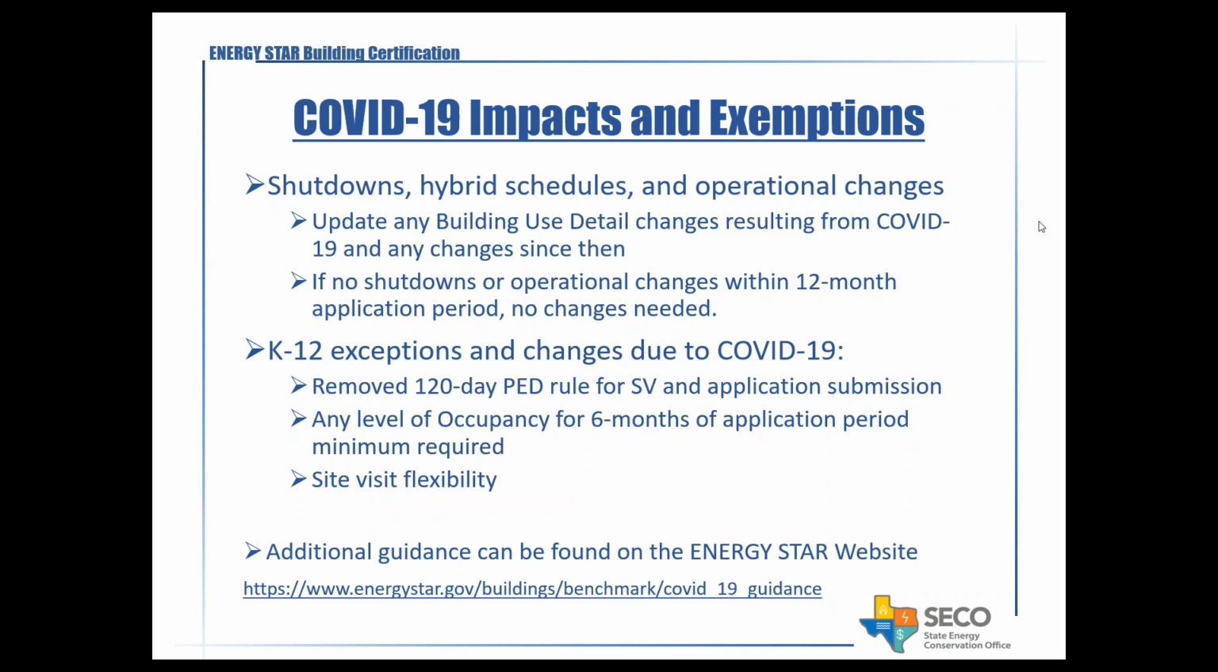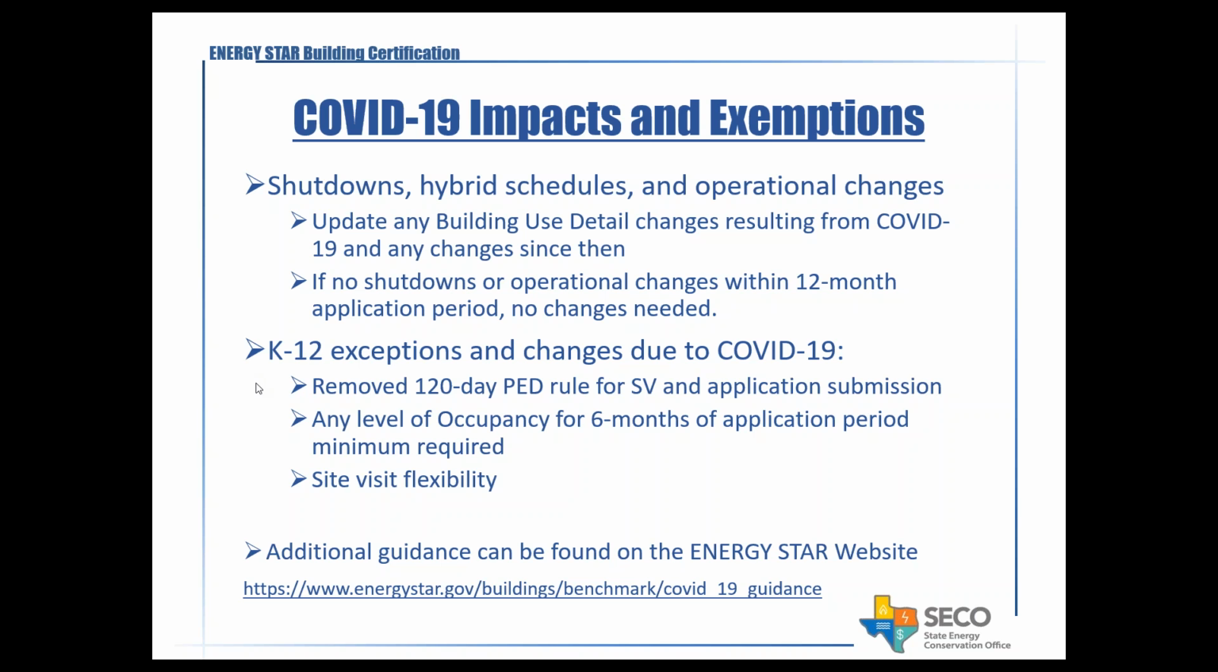Some of these details would be to update the building use details. For example, if you did have shutdowns or hybrid schedules, you'll need to update the number of workers typically present during that time period. It might just be a month or two. For schools specifically, if they didn't have the summer usage that they typically would, make sure that's captured in the application, to say that for the summer of that year, be it 2021 or 2020, there was no building use. Those were some of the questions we've seen that Energy Star would follow up on if there were operational changes due to COVID-19.